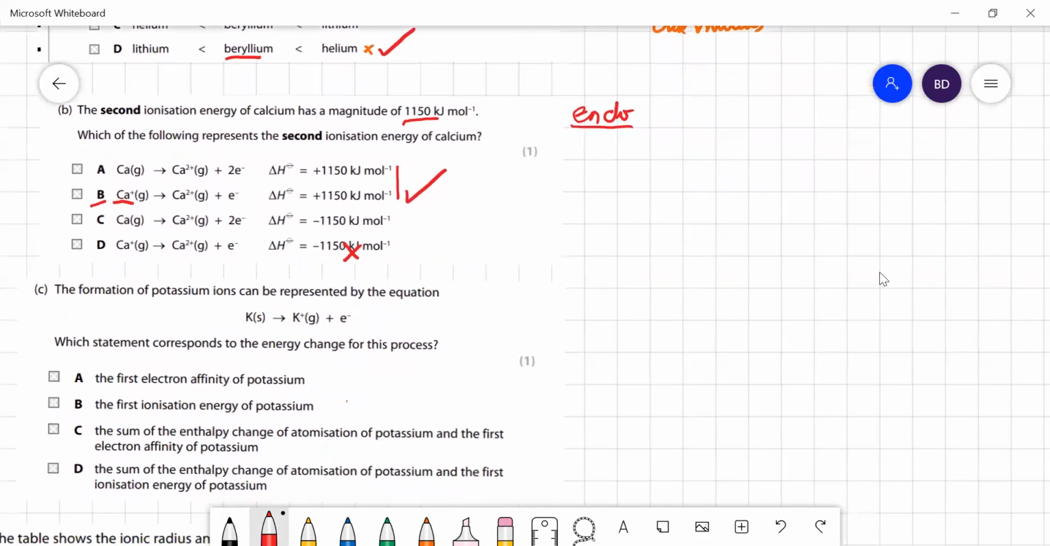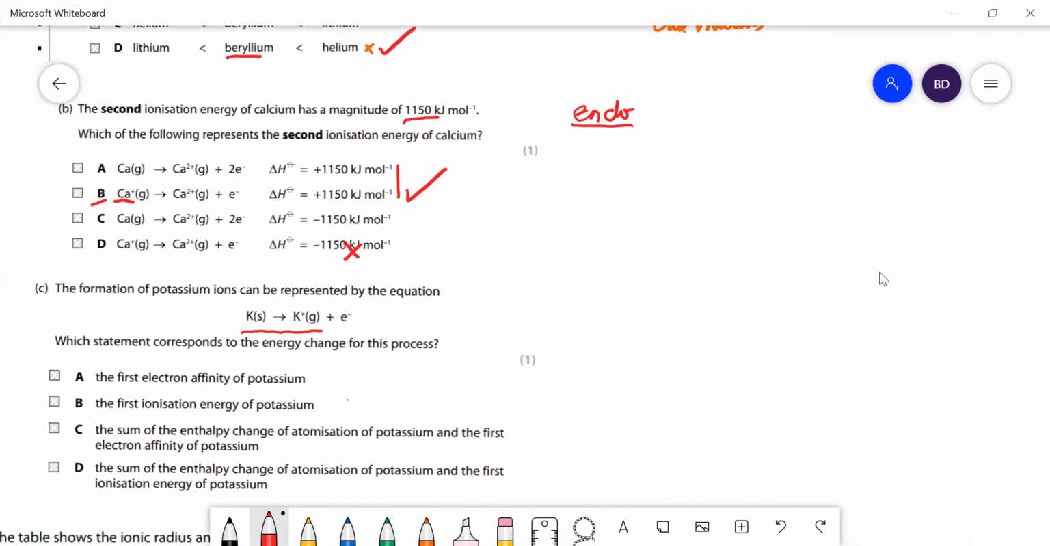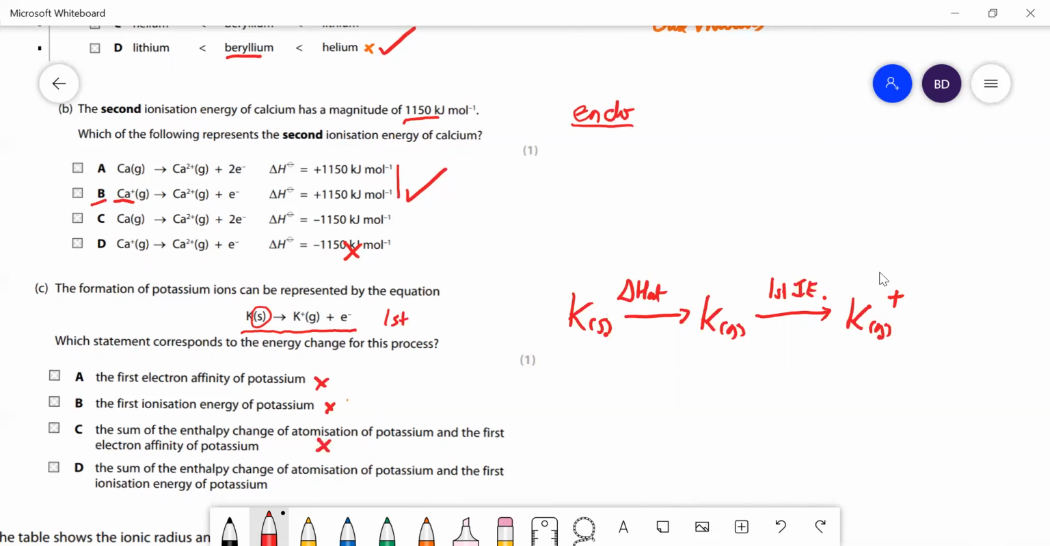The formation of potassium ions can be represented by this equation. Okay, now the state symbols are really important here. Which corresponds to the energy change? Well, it's not the first ionization energy because this is a solid. And the definition of first ionization energy is to remove an electron from a gaseous atom. So what we've got to do first of all is go to gas, and then you're losing an electron. Okay, so this one is the atomization, delta H at, and this is the first ionization energy. So we've got to look for those two. It's not that one, it's not that one. Well, it's definitely not electron affinity, that's sticking an electron on. The sum of the atomization and the electron affinity, no. The sum of the atomization and the first ionization energy, that is the right one.